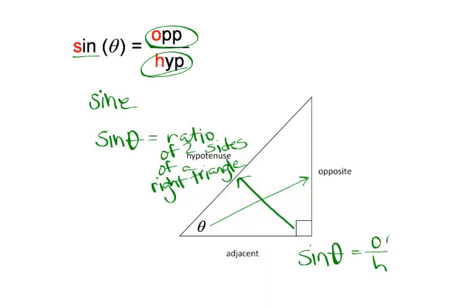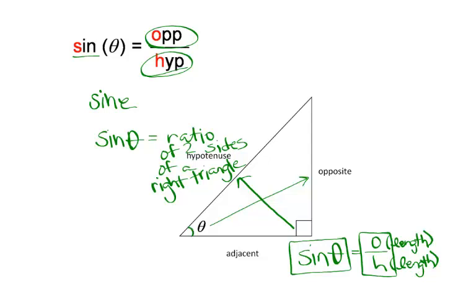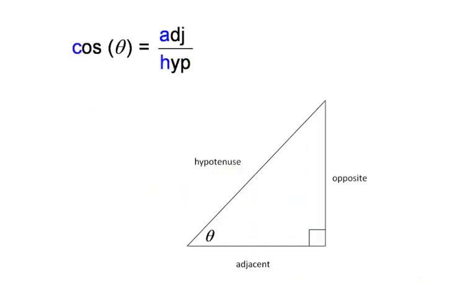And this is the length of those sides. It's the length of the opposite side over the length of the hypotenuse. And that ratio, whatever that value is, is equivalent to the sine of that angle theta. So there's the sine function.